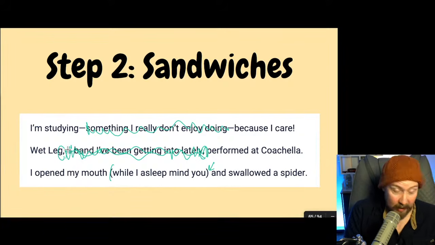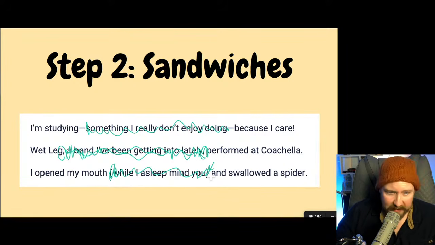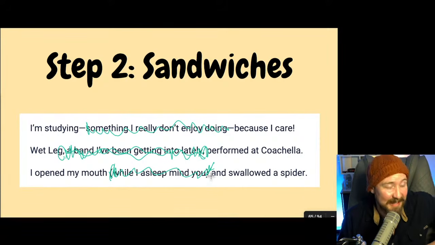Anyway, that would also be a legitimate sandwich because we can get rid of all that stuff. Again, we get rid of the stuff. I opened my mouth and swallowed a spider. That's a sentence that holds up. So that's how we test our sandwiches.